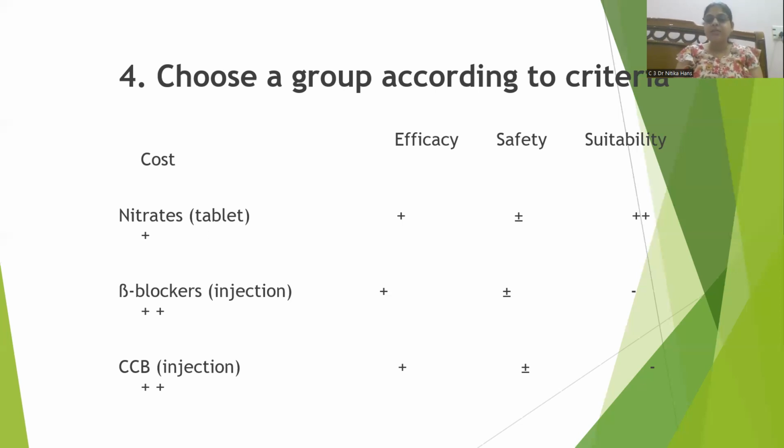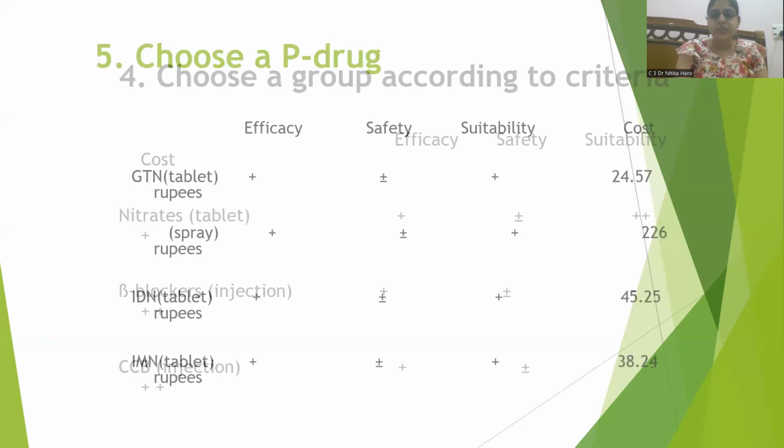These injectables also have a longer duration of action, and they are less suitable to be taken in injection form. Nitrates come as sublingual or oral tablets, which can abort the attack of angina with instant action. So we can say that nitrates are more suitable. Efficacy-wise, these are the same. Nitrates are the effective group for choosing the P-drug under the criteria.